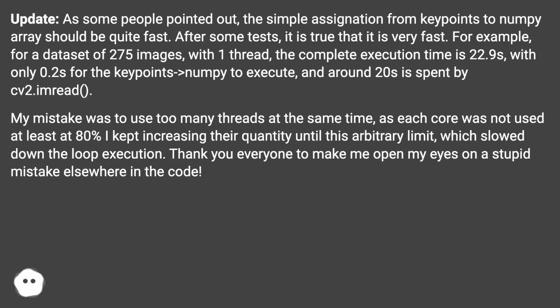My mistake was to use too many threads at the same time, as each core was not used at least at 80%. I kept increasing their quantity until this arbitrary limit, which slowed down the loop execution. Thank you everyone for making me open my eyes on a stupid mistake elsewhere in the code.